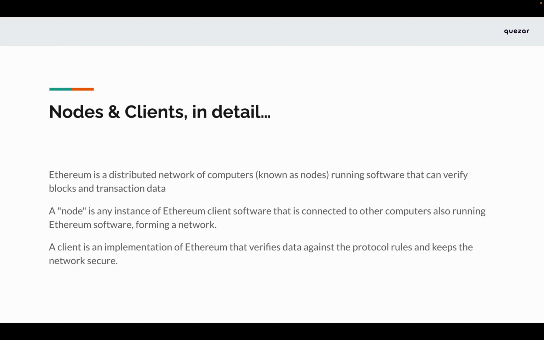This client, that is Ethereum client software, is an implementation of Ethereum that verifies the data against the protocol rules and keeps the network secure. So the client is basically a software, a programmatic implementation of the Ethereum specification that could be written in either Go, Java, Rust, Python, or in any other language. Irrespective of the language the client is written in, it would work and behave in the same way as per the Ethereum technical specification. It doesn't matter what kind of client the node is running, the functionality exhibited by the node would be the same.